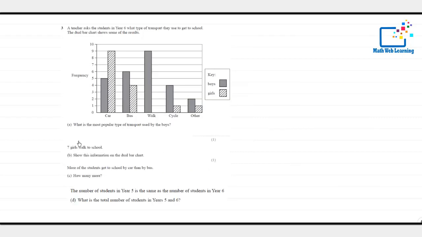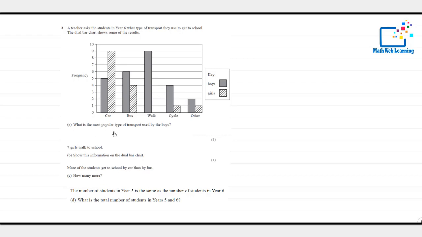Alright, question number 3. We have a bar chart, a frequency diagram. Part A, the bar chart represents the type of transport year 6 students use to get to school. We have the key here: the grey one is the boys and the striped one is for the girls. I can notice there is one bar missing here, so probably there is a question asking us to draw that bar for the girls. Let's do part A.